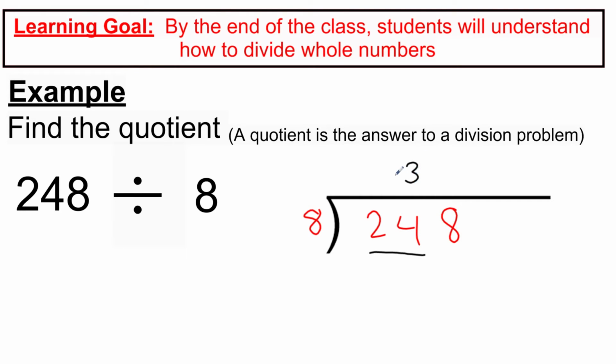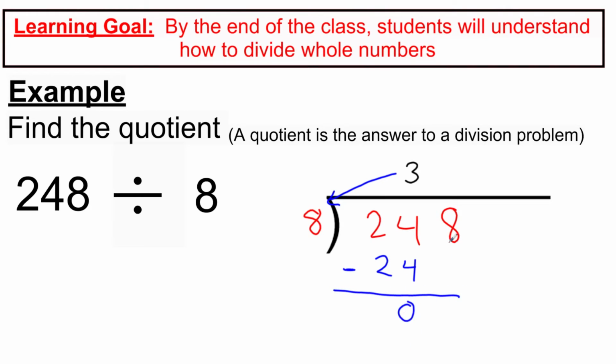And now I'm going to multiply. I'm going to say 3 times 8 is 24, and I'm going to place that number right below the number that I have here. Okay, and I'm going to subtract. I'm going to subtract these away because I've kind of used up this 24. They're no longer a part of my number. Okay, and so I'm going to subtract, and this becomes 0.